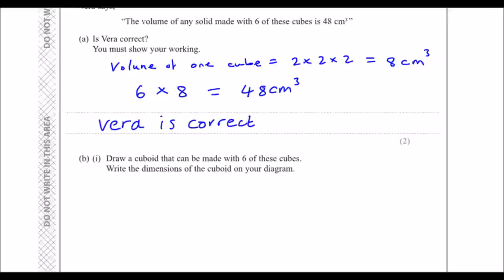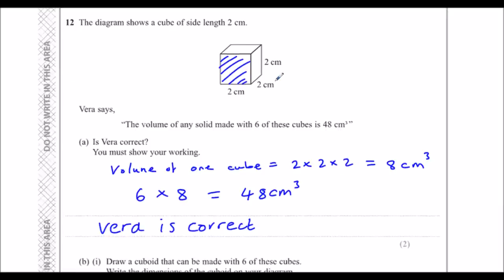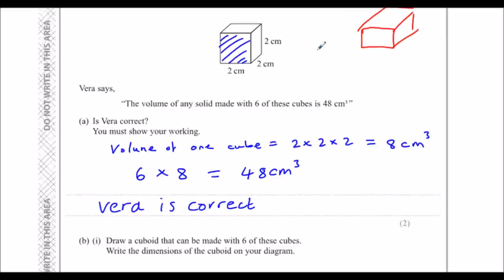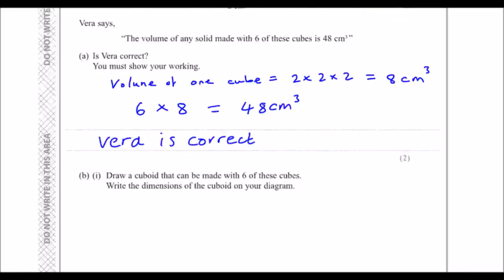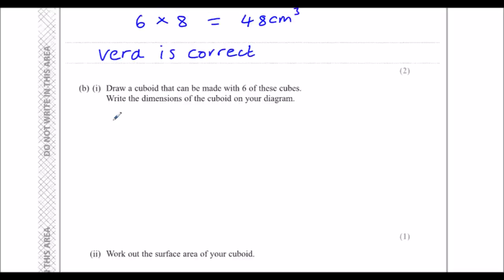So a cuboid is a rectangular prism. So it's a shape of a rectangle at the front that goes back, the same shape the whole way through. So any shape that's like a 3D rectangle, if that makes any sense. So draw a cuboid that can be made with 6 of these cubes.